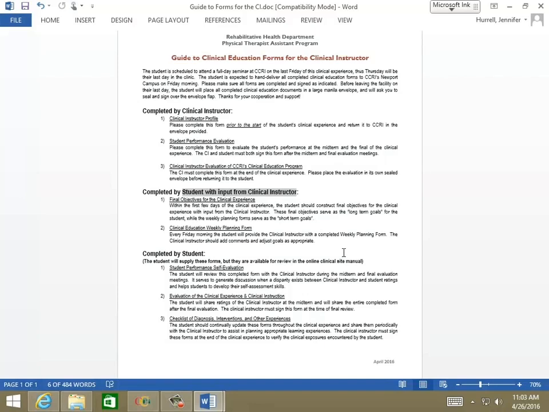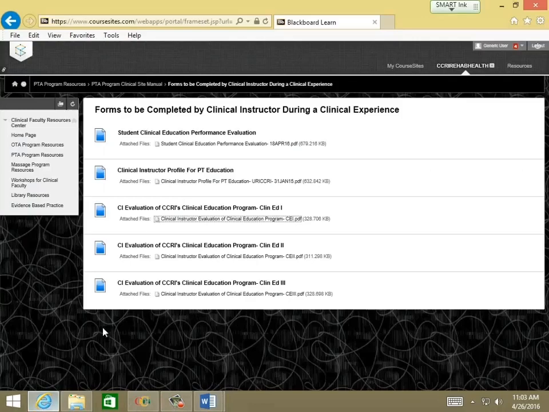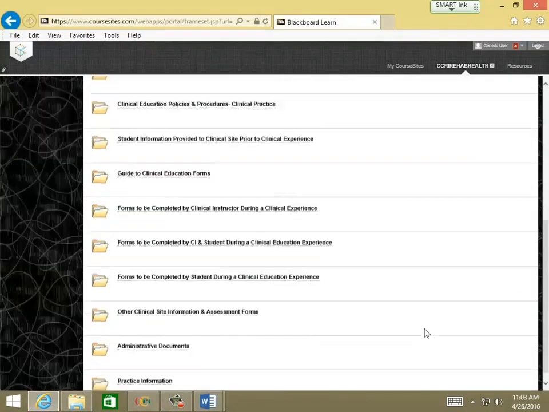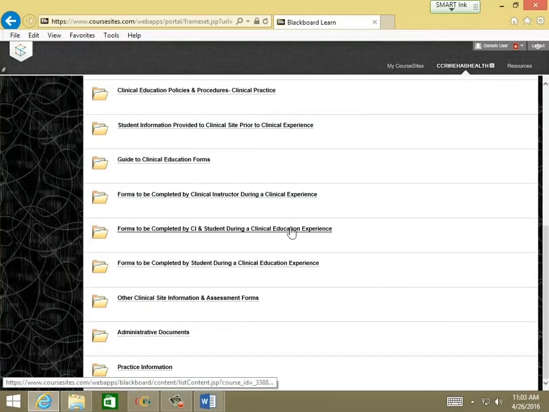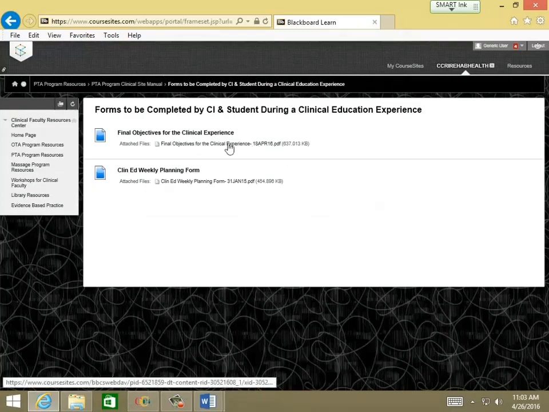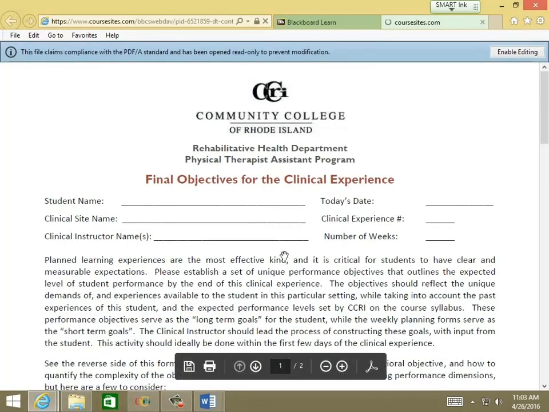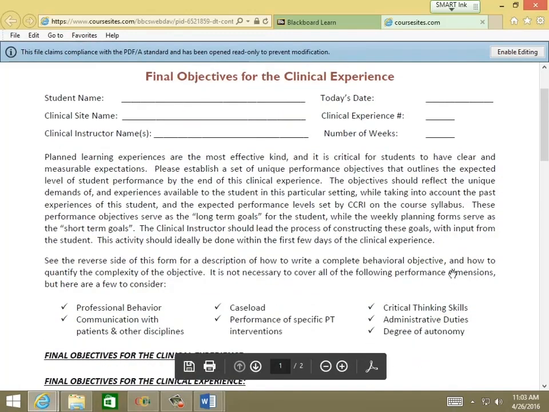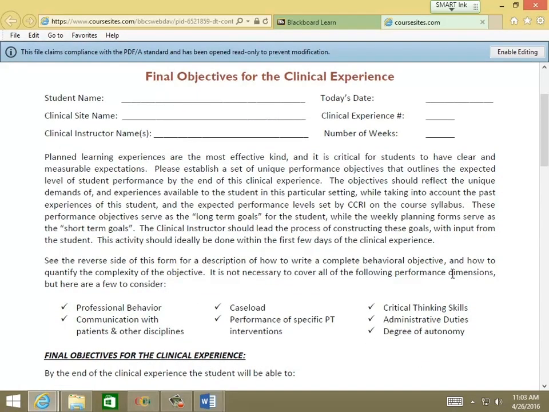We then like them to share those forms with you as the clinical instructor so you can also provide your input on these documents. The first document we'll look at is the final objectives for the clinical experience. Coming back to our PTA program Clinical Site Manual, I'm going to go down to my folder for the forms completed by the CI and the student together, jointly. So let's open up the final objectives document. What you will see here is that this document is supposed to be completed by the end of the first week of the experience.